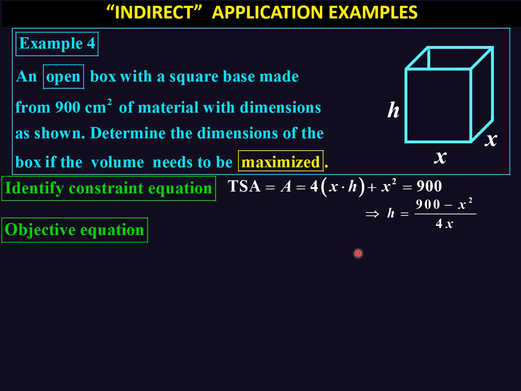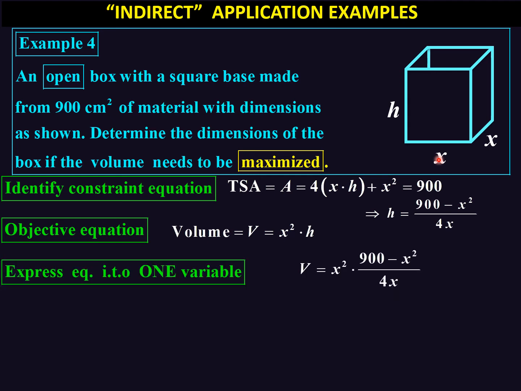Objective equation, what's our objective? Volume. Volume of a box is, that's correct, length times breadth times height. In this case, x squared times h. But we don't want to have two variables, so we just eliminate the h by substituting. And now we simplify this expression. That x can cancel with one of the x's there.